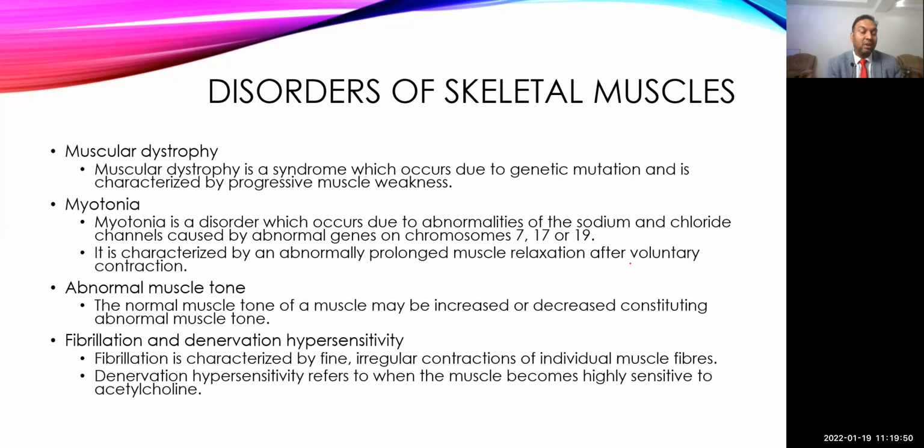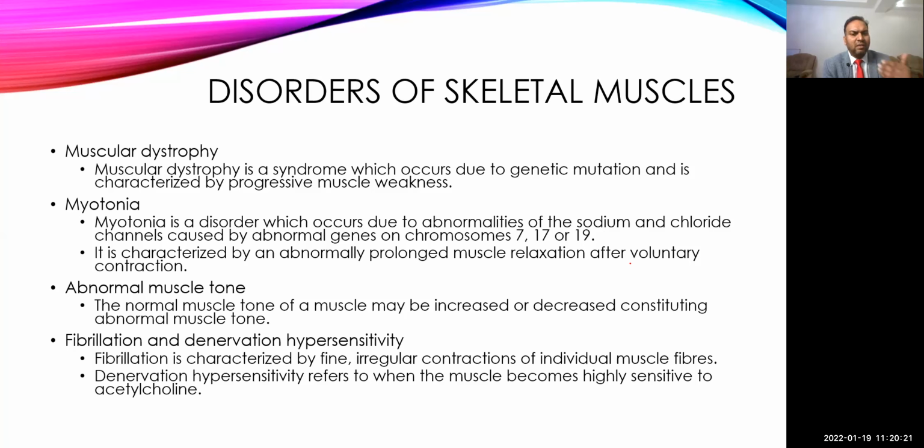Then comes another condition called denervation hypersensitivity. This occurs when a muscle is paralyzed or the muscle lacks nerve supply. Because of the paralysis, there is no more neurotransmitter release at the motor end plate, and that causes upregulation of the receptors for the neurotransmitters. And now there are too many receptors present in the motor end plate.